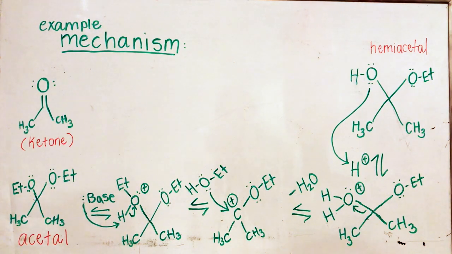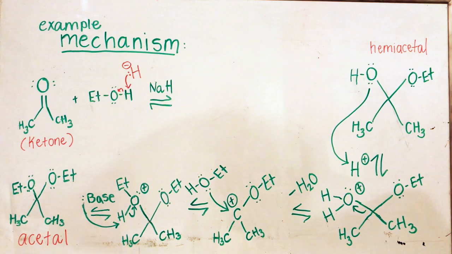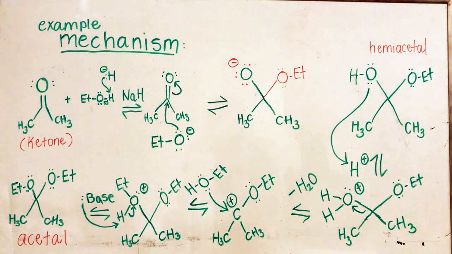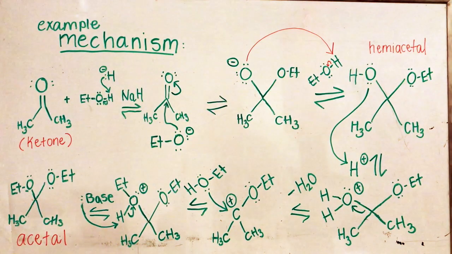to form the hemiacetal. So, in the case of base catalyzed, we start with the deprotonation of the alcohol. The deprotonation of the alcohol creates a very strong nucleophile to attack the carbonyl carbon, displacing the double bond of the carbonyl. This step produces an oxygen with a negative charge that will need to be protonated. In this step, the oxygen is being protonated to form the hemiacetal.